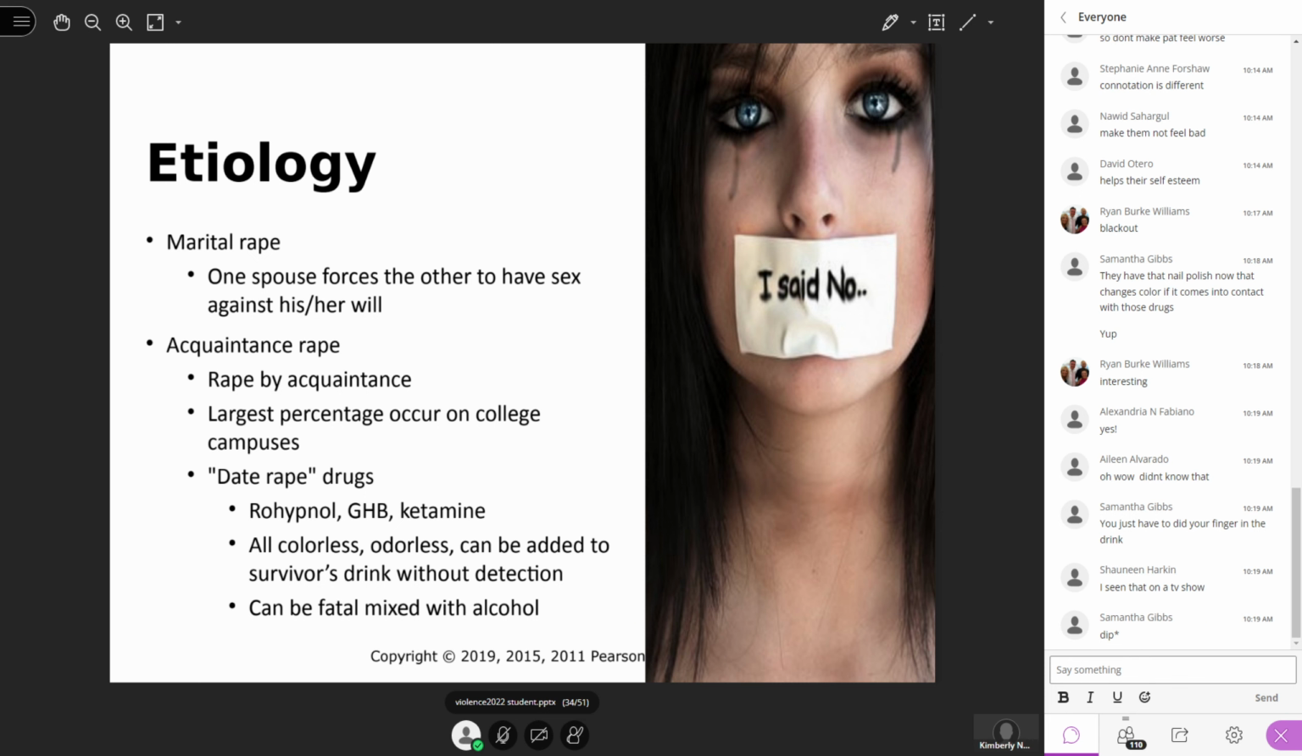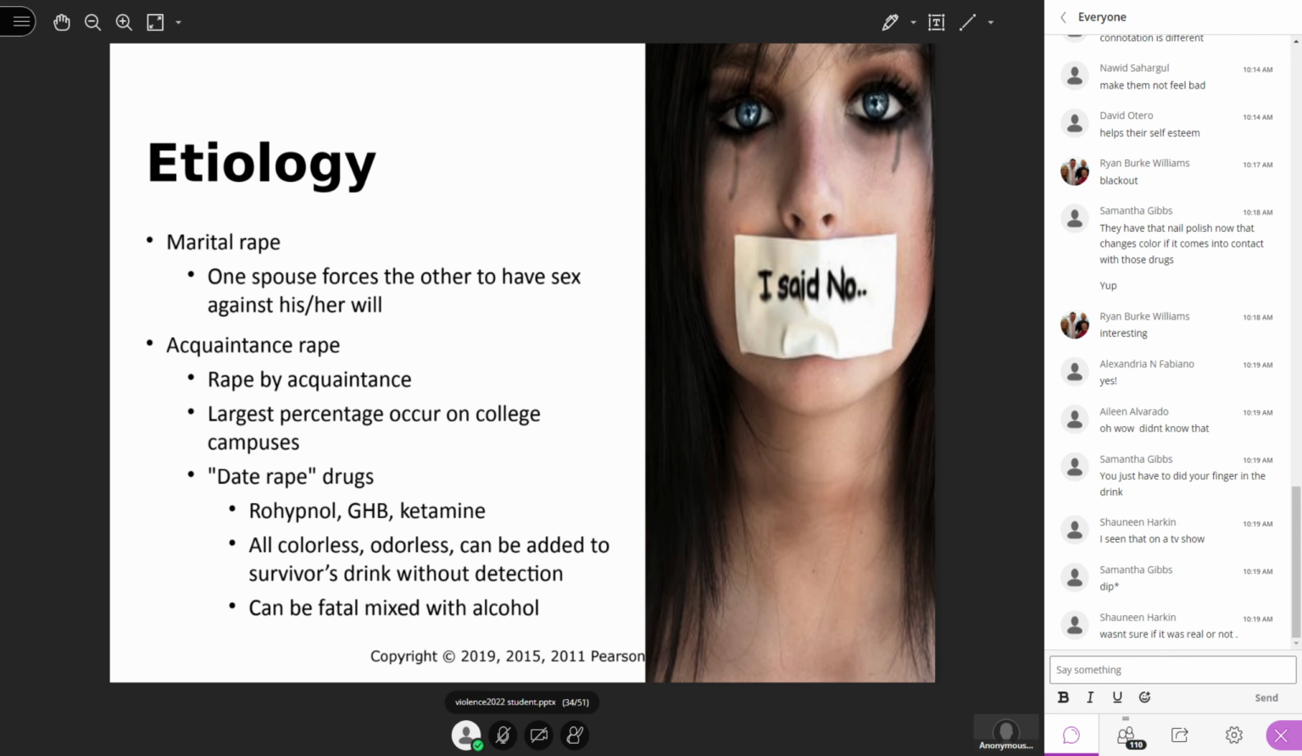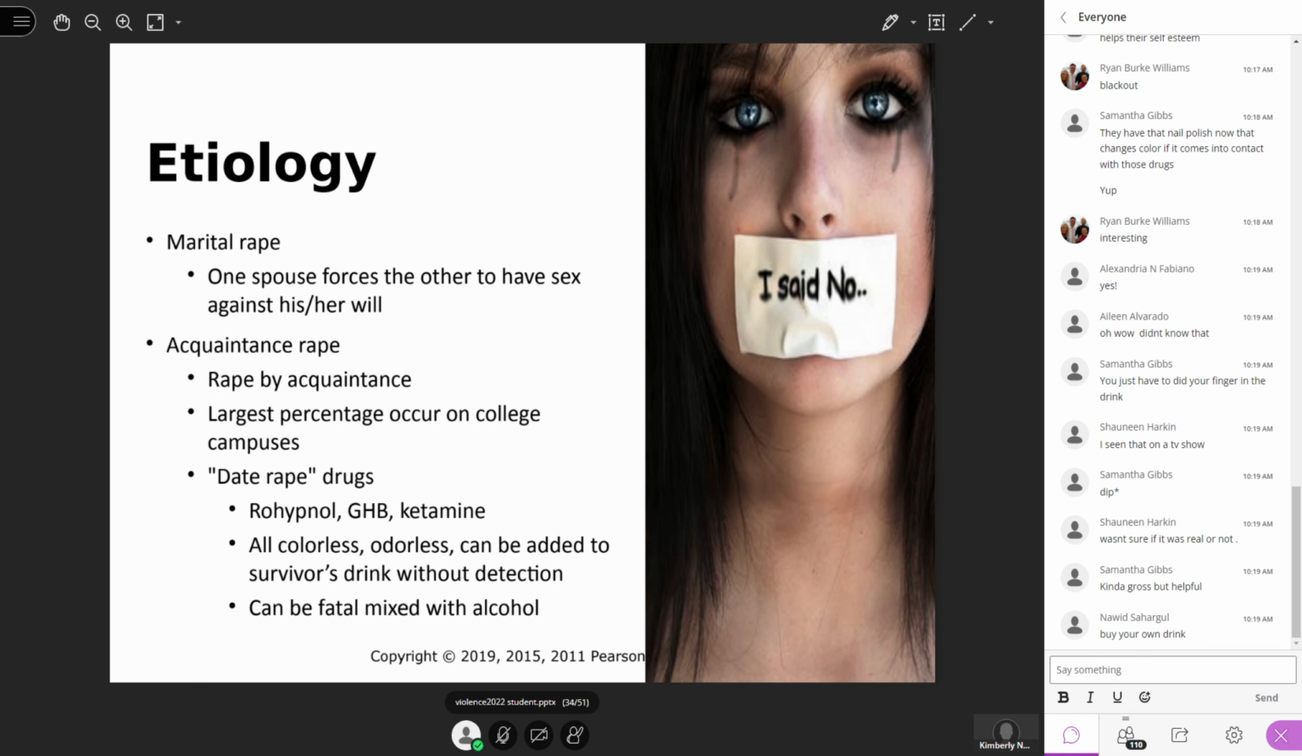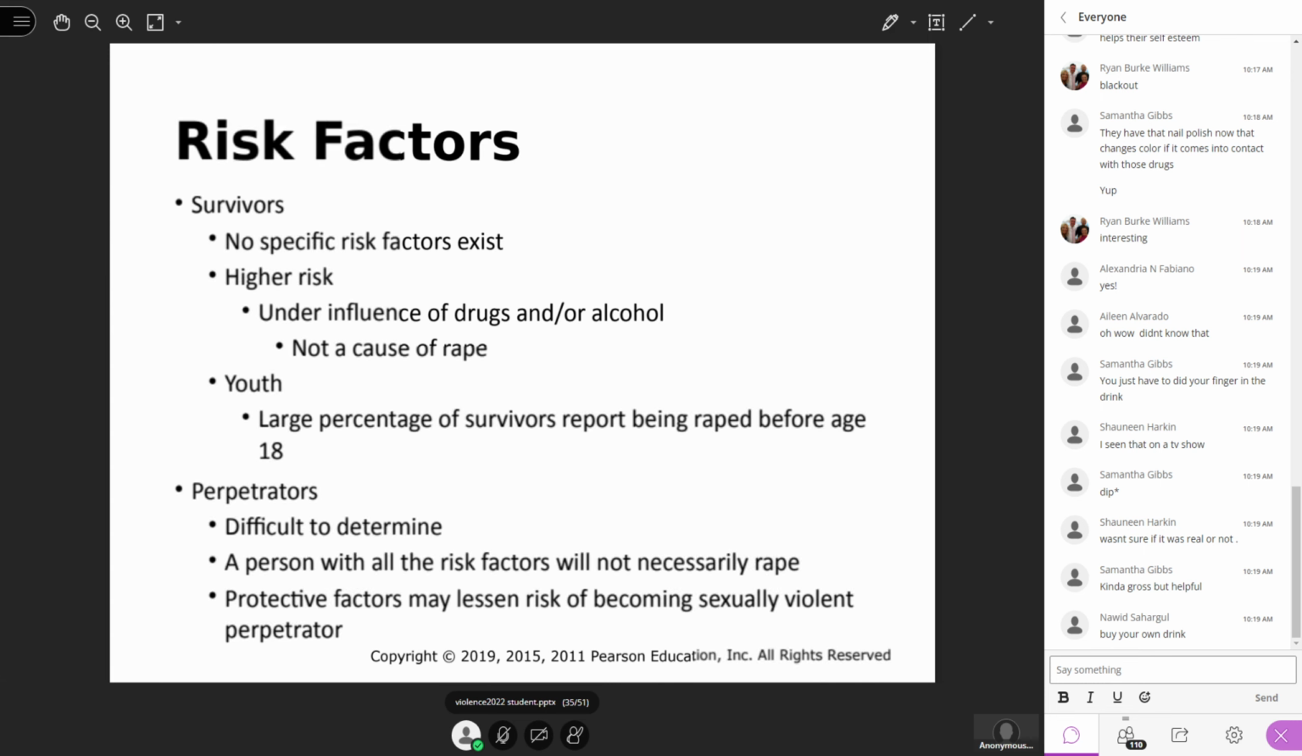Do you have to dip your finger in the drink? That's very cool. It's kind of gross, but it helps. Yes. Well, you never know. A lot of times people will not get open glasses, like mixed drinks, because of that, but you could still mix it into a beer bottle or anything. If you put a drink down and you haven't had it in your hands the entire time, I would not be drinking it. And buy your own drinks, yes.